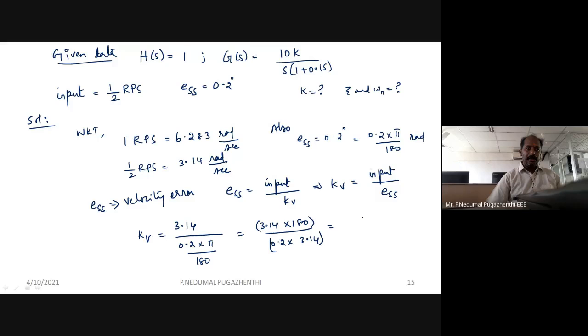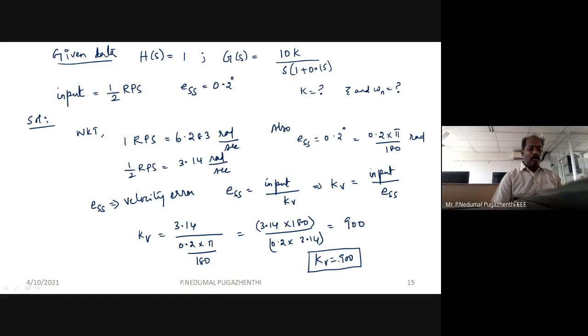What is the value you are getting? 3.3.4. It doesn't need a calculator at least. Okay, 2 by 10. So it is 1800 divided by 2. It is going to be... Do you need a calculator really? Hello. What should be the value here? 900. Okay. Thank you very much. So kV is equal to 900.